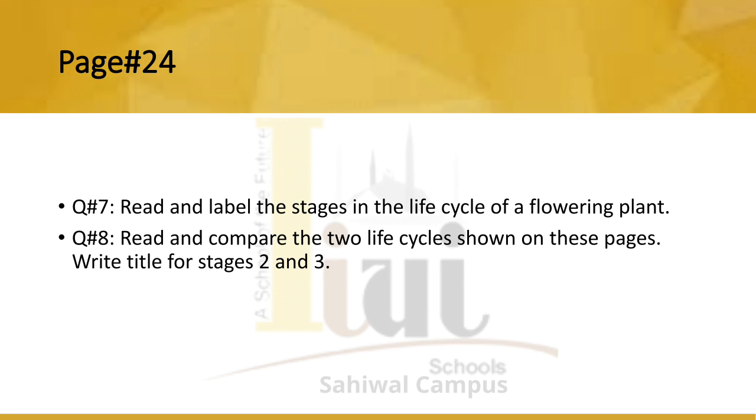Page number 25. Read and compare the 2 life cycles shown on the pages. Write their title for stage 2 and 3. So here again the title of stage 2 and 3 is missing, so you have to read about these stages and write the title of stage number 2 and 3 on page number 25. And firstly you have to compare 2 life cycles. The first one is life cycle of flowering plant, and the second one on page number 25 is life cycle of a coniferous plant. So you have to compare these 2 life cycles and write a detailed answer on your classwork notebook.